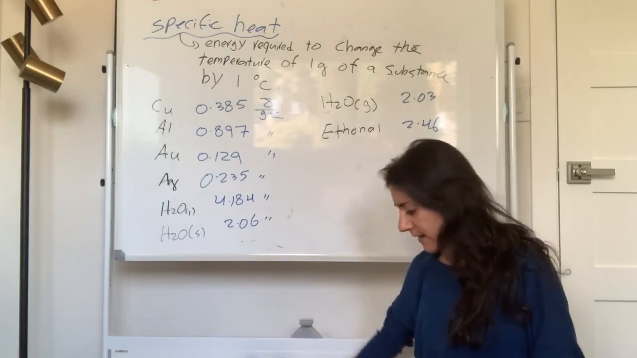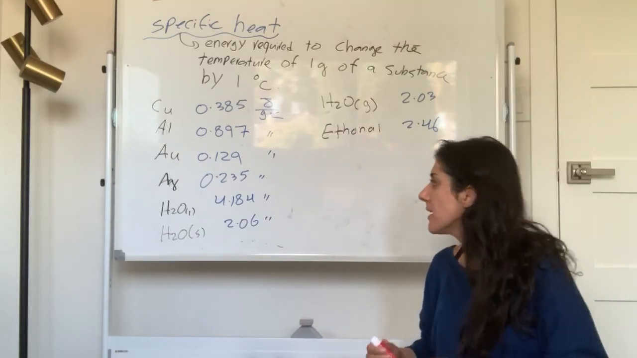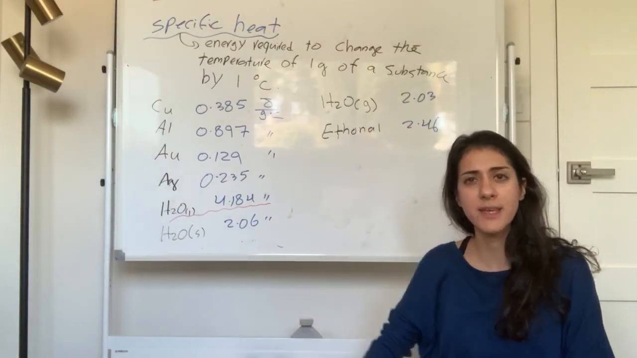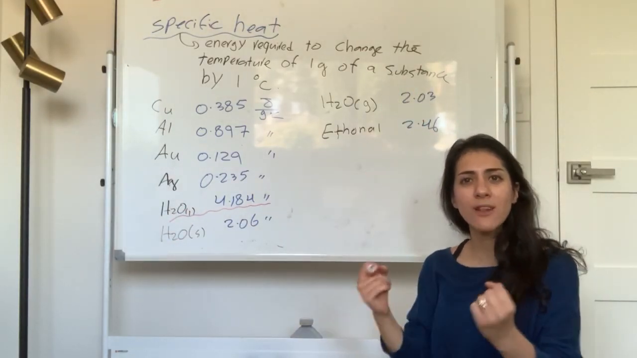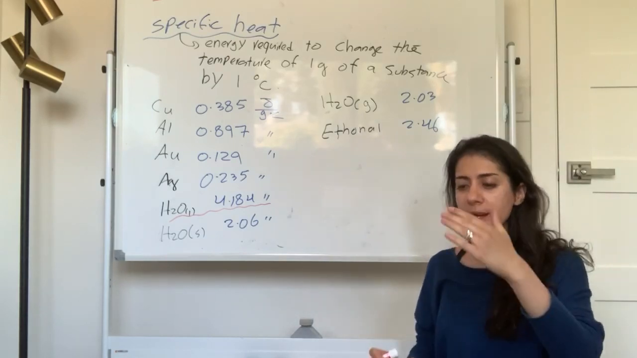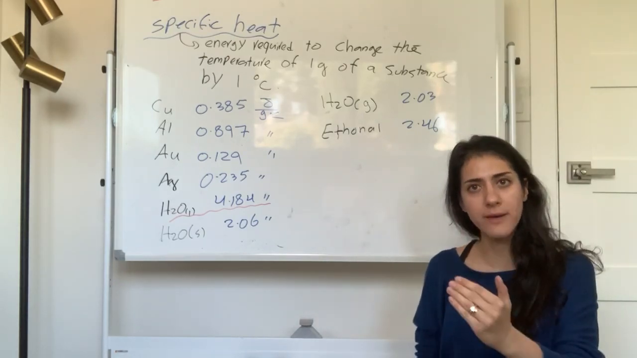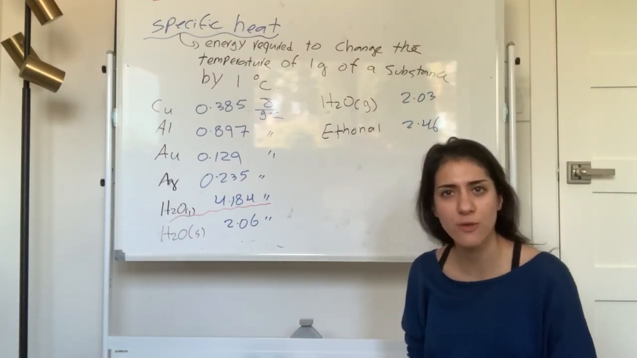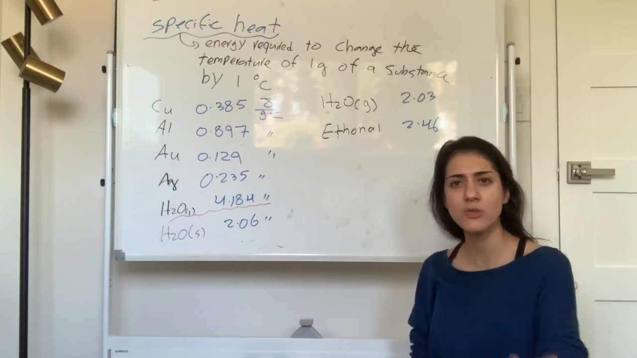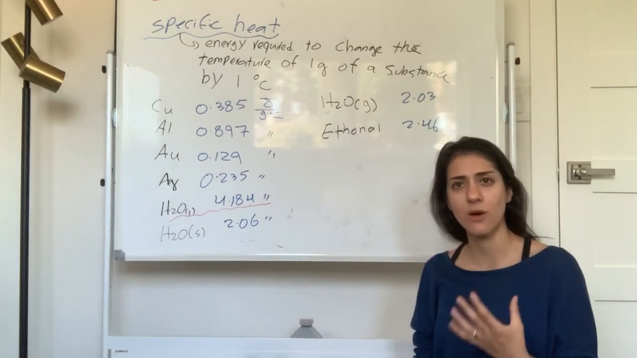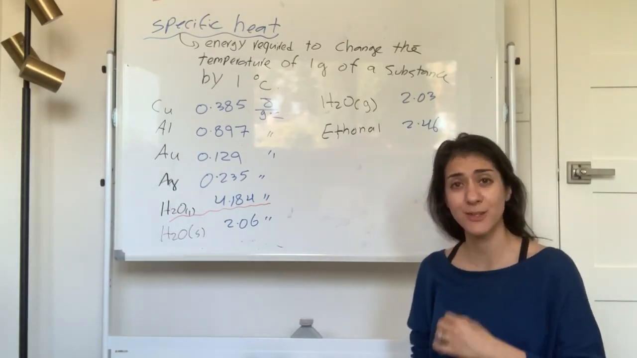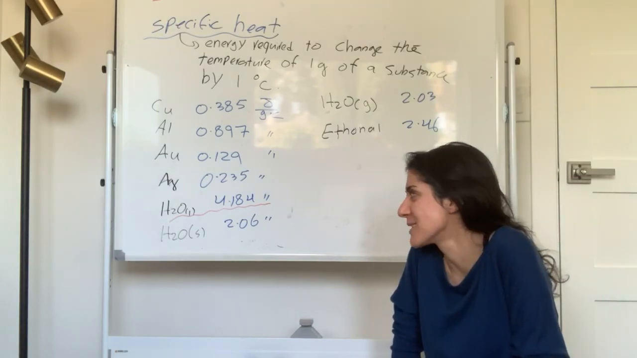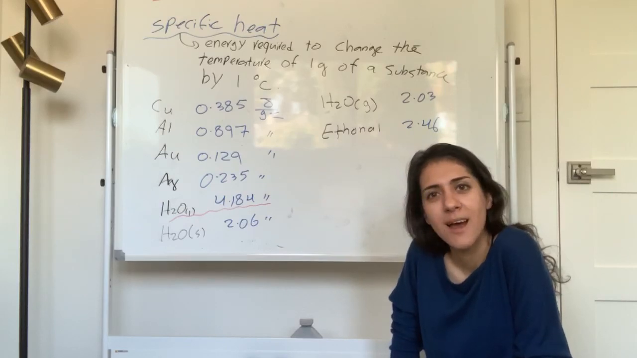Now, when you look at this, which one has the highest specific heat? Water. Water has a very high specific heat. What does that mean? That means you need a lot of energy in order to raise the temperature of water. And that's good, right? That's why we have oceans, and you're made of water. It takes a lot of energy to change the temperature of that. So that's a good thing because you're made of water, so you can't change your temperature quickly. That was a joke.